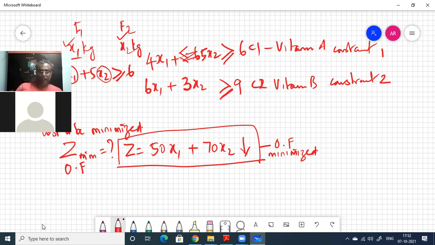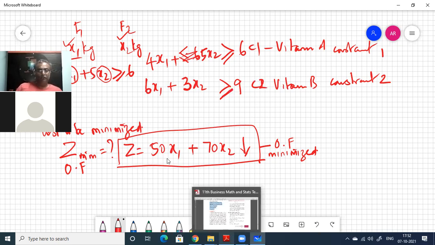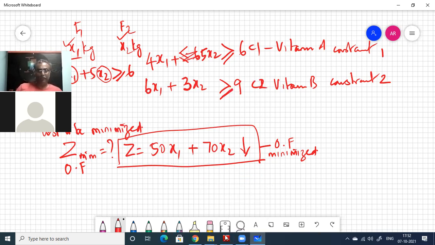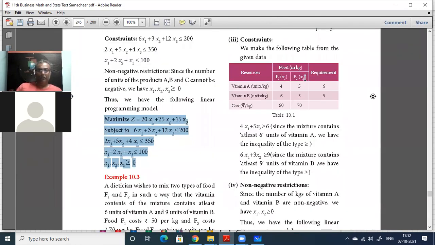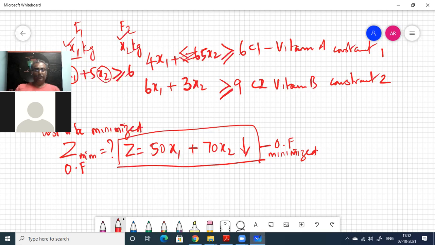Okay, let us go back to the text and see how the answer is formulated. Z equal to 50x1 plus 70x2, let us see that first. He has put some tabular column and all of that. Then he is also telling 4x1 plus 5x2 greater than or equal to 6. What we have said? Yes, we have said the same thing.